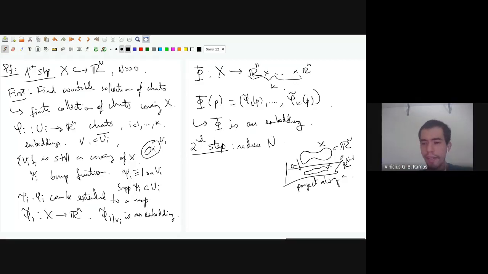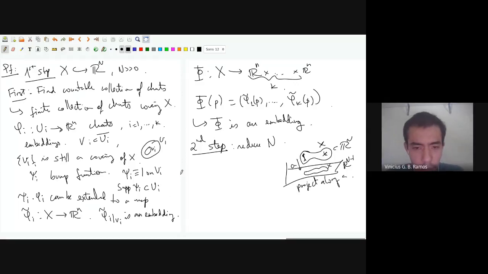Well, you need that when you look at this projection and you restrict it to X, this map is one-to-one. So for each element in X, there's a unique projection onto Rn minus 1. So what you need is, first, you can't have two points in X where the difference is a multiple of A. And then you need this to be an immersion as well.